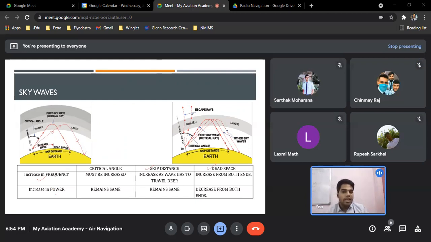The other point is, if I increase my power from the transmitter, the critical angle will remain the same. The skip distance also remains the same, but the dead space decreases from the ends. Why? Because when I increase the power, the range of my surface wave increases. Whereas we saw that in a surface wave, the frequency does not matter. Frequency matters in the sky wave only. So we're talking about the sky wave and the surface wave here.